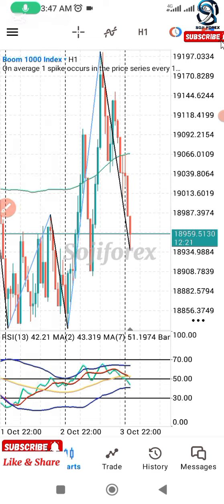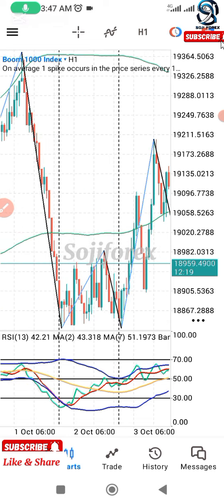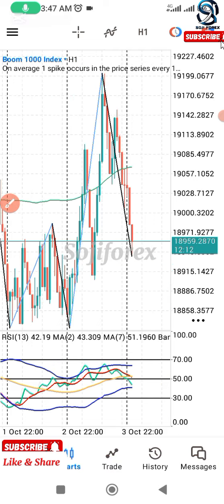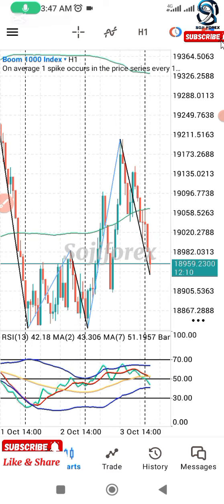For instance, you can see that this is boom 1000. There is an alignment. This is a break of structure. We are in a downtrend. Price is below the middle Bollinger Band, so this is an alignment.